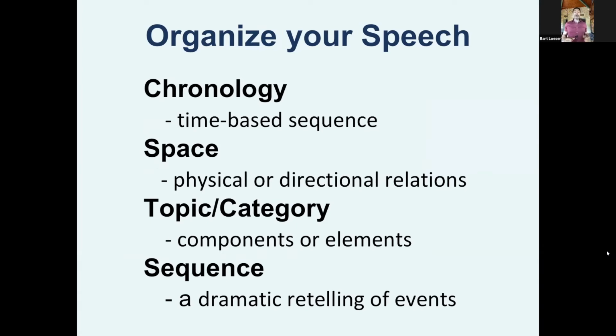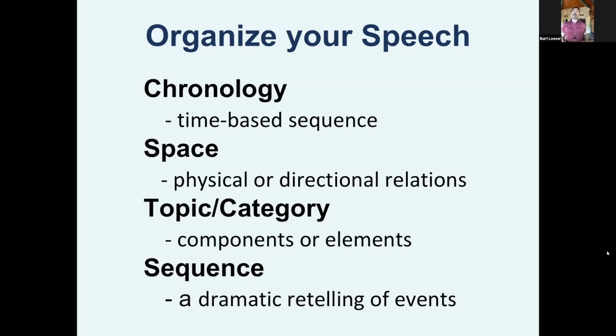Secondly, you might organize by space. This could be physical space, directional relations. So these are different ways in which you organize, where you might talk about different aspects of the human body, let's say. Well, first we're going to talk about the heart, and then we'll talk about the mind, and then we'll talk about the gut, and how all 3 of those are important ways in which you make decisions. So this would be spatially.